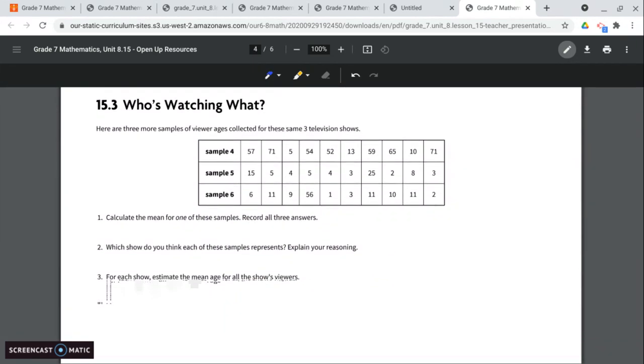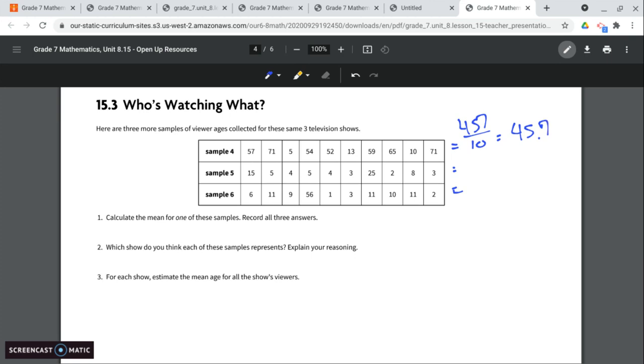All right. Who's watching what? Here are 3 more sample viewer ages collected for these same 3 television shows. Calculate the mean for the samples. So if we calculate the means of each of these, we have 57 plus 71 plus 5 plus 54 plus 52 plus 13 plus 59 plus 65 plus 10 plus 71. It's going to give us 457 divided by 10. So we end up with 45.7.